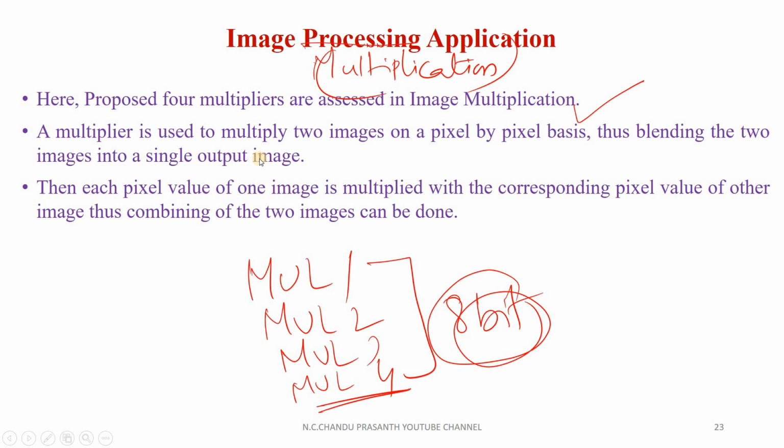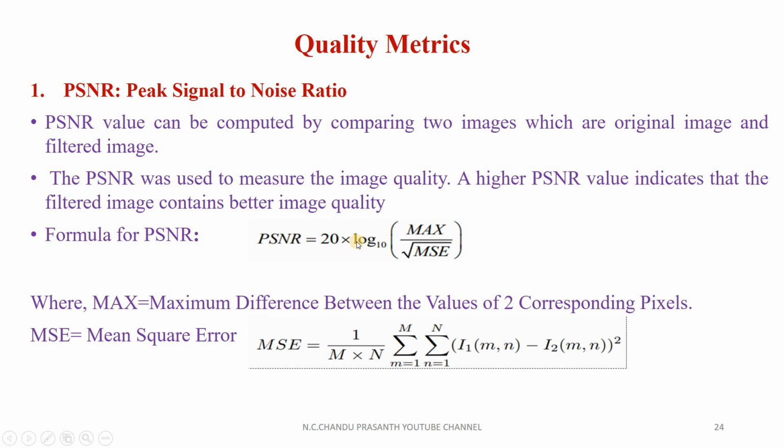A multiplier is used to multiply two images on a pixel by pixel basis, thus blending the two images into a single output image. Each pixel value of one image is multiplied with the corresponding pixel value of the other image, thus combining the two images.